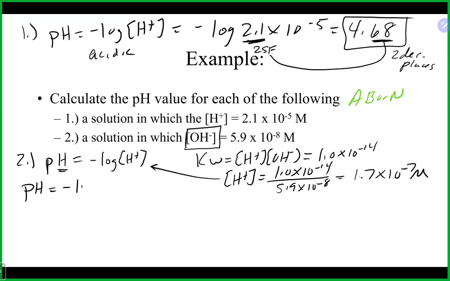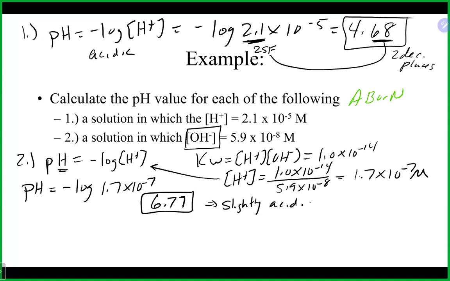pH is equal to minus the log of 1.7 times 10 to the minus 7. And if we do that, it looks like a 6.77 pH in this case. And that is also below 7 and is not 7. So it is slightly acidic in this case. We again are going to roll in this class 7 on the nose, or pretty darn super close to 7, for it to be neutral.